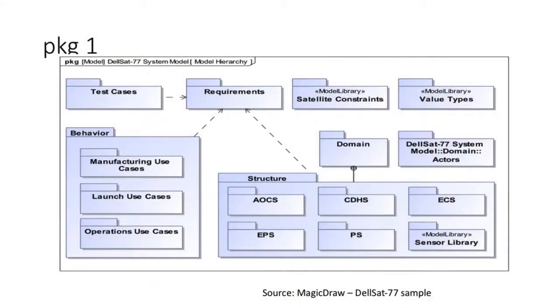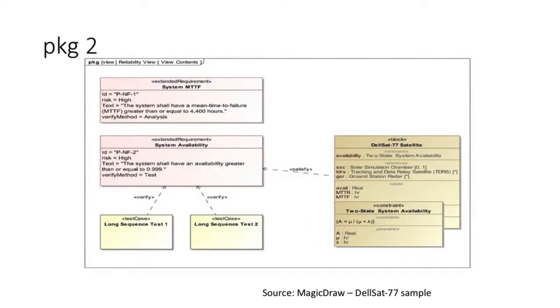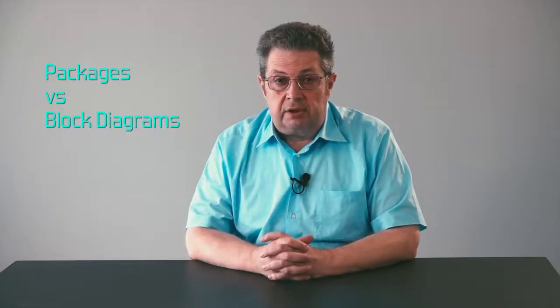It is good to know that each type of diagram has an abbreviation, which is always displayed in the title of the diagram. Package diagrams are labeled PKG. Here you see a couple of examples of PKG diagrams, ranging from a simple one like this to a more complex setup like this one. Being able to tell the differences between packages and block diagrams is a matter of experience.